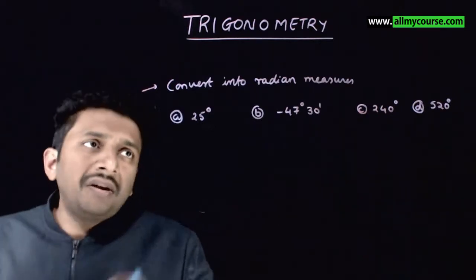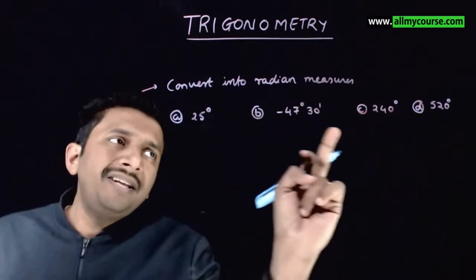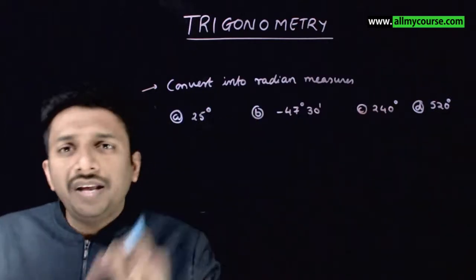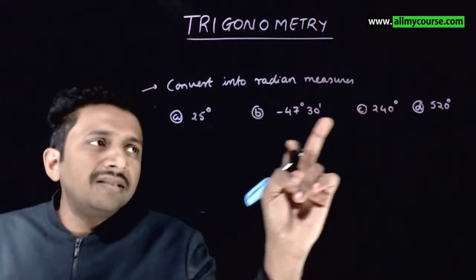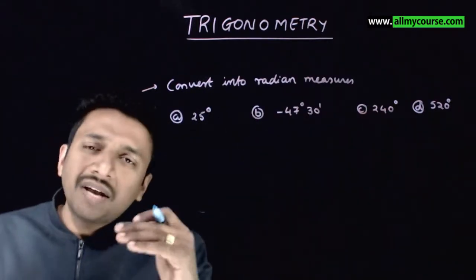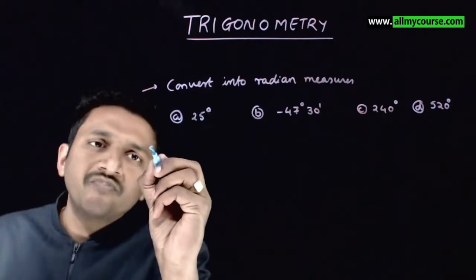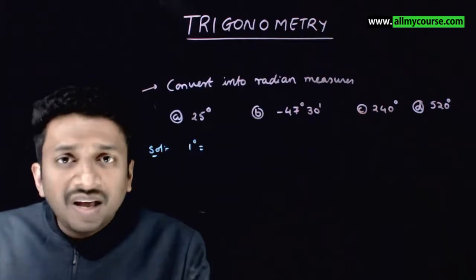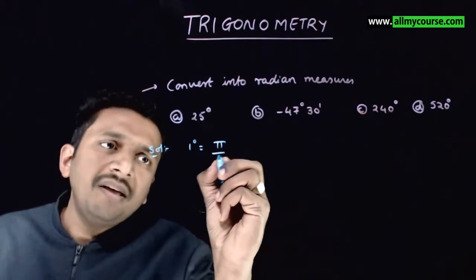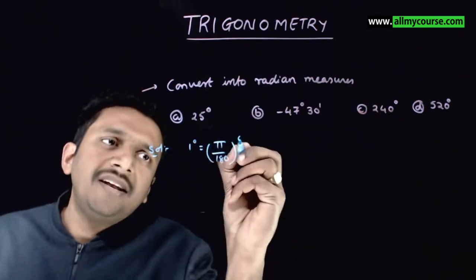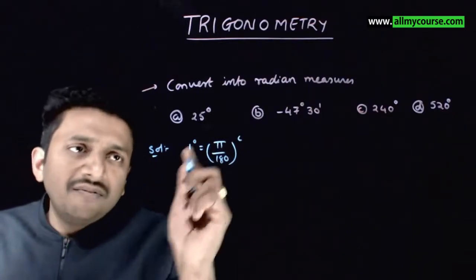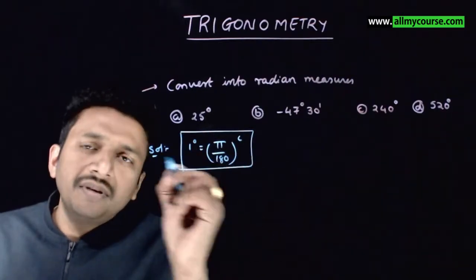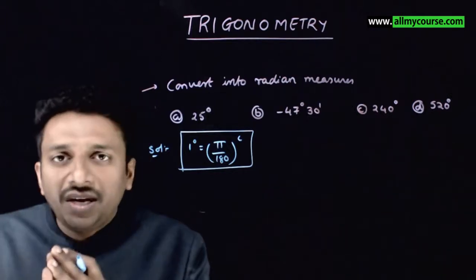So in this question, you're asked to convert the following angles into radian measures. You're given angles in degree measure, and you're asked to convert them into radians. So we know that 1 degree is equal to how many radians? Pi by 180 radians, right? This is the conversion between degree and radian. So 1 degree is equal to pi by 180 radians.